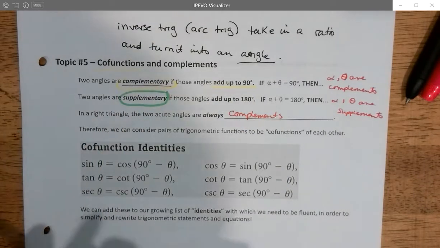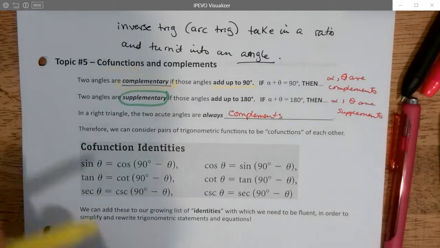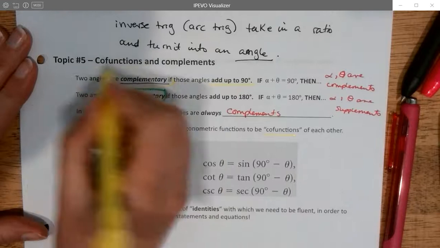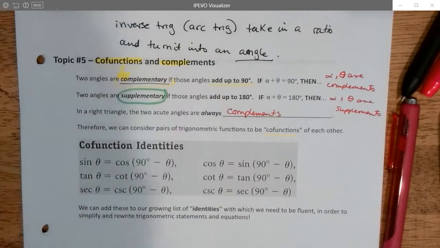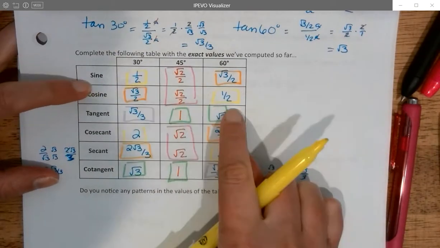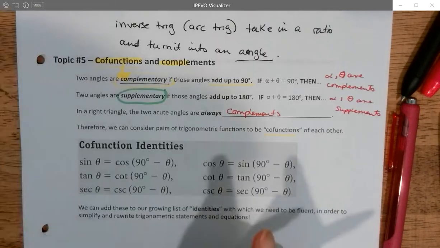Okay? Therefore, we can consider pairs of trigonometric functions to be co-functions of each other. Co-functions deal with complements. And we saw this a couple of pages ago when we looked at the sine of 30 being equal to the cosine of 60. They're co-functions, is what we mentioned. And we see that happening right here.